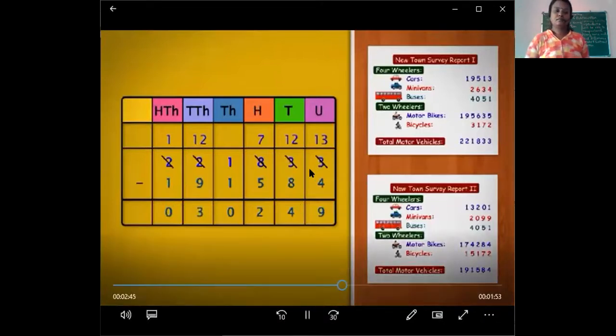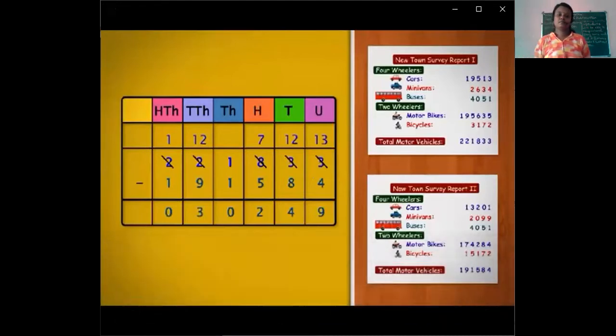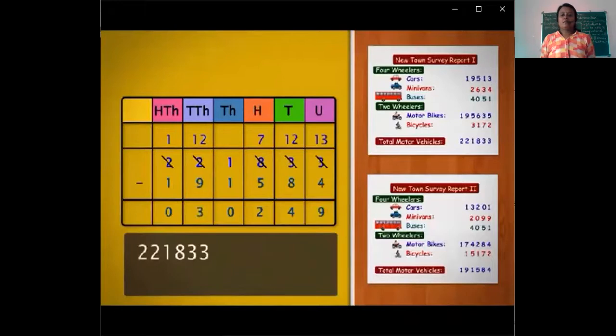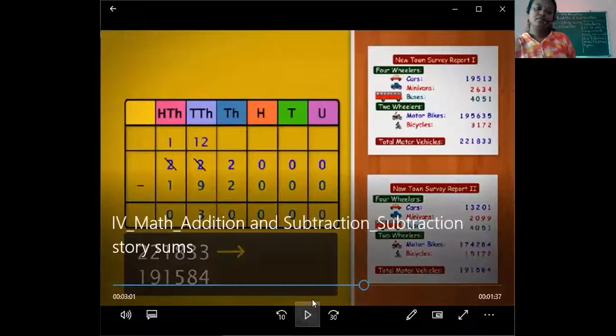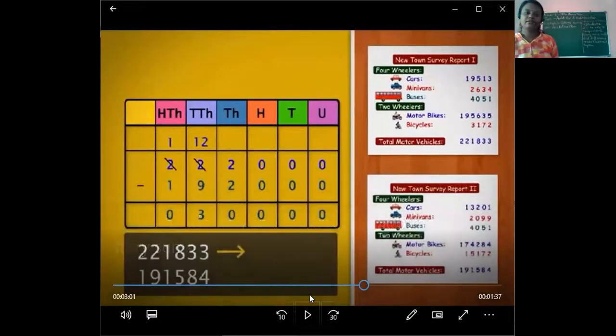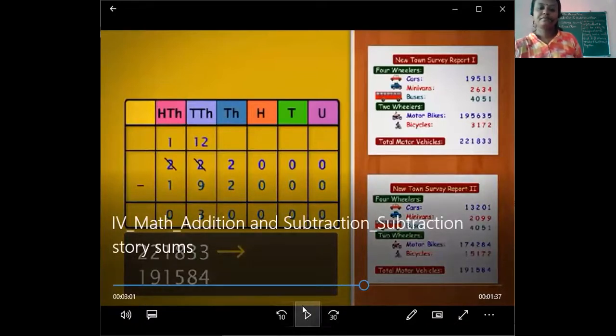Now, in order to check the answer, we compare this value with the estimated value. Rounding off 221,833 and 191,584 to the nearest numbers. So in this way we have seen how to subtract the numbers in the terms of story sums.